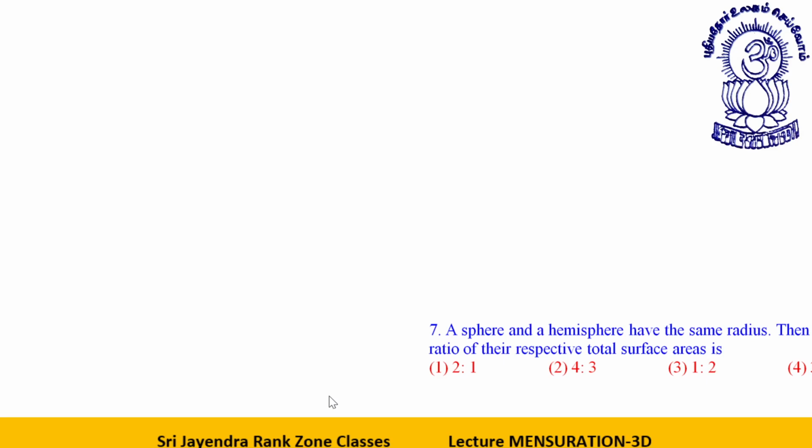A sphere and a hemisphere have the same radius. Then the ratio of their respective total surface areas is very easy. Dear students, look. Sphere and hemisphere. What is the total surface area?